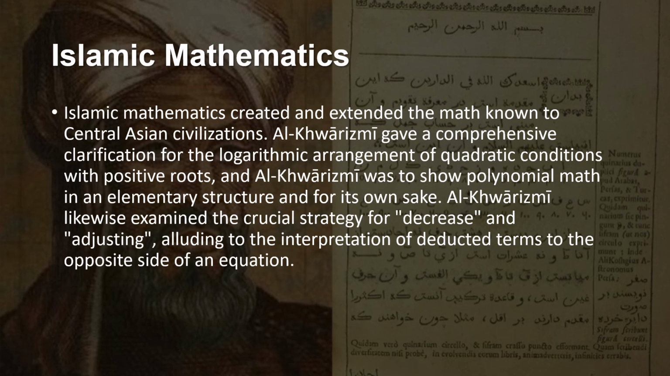Last but not least, Islamic mathematics. Islamic mathematics created and extended the math known from Central Asian civilizations, for example, the Indian mathematics. Al-Khwarizmi gave a comprehensive clarification of algebraic arrangement, quadratic conditions, positive roots, and Al-Khwarizmi was the first to show polynomial math in an elementary structure for its own sake. Al-Khwarizmi likewise examined a crucial strategy for reduction and balancing, alluding to the transposition of subtracted terms to the opposite side of an equation.